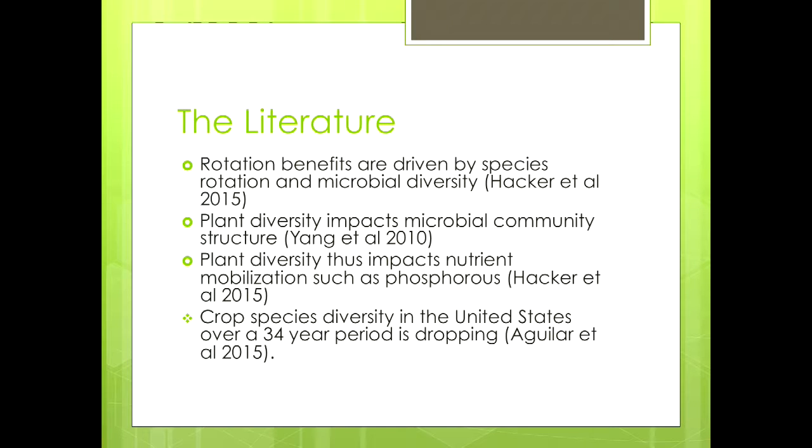We also know that rotation benefits are driven by species rotation, as in how many species, and again, we're back to that microbial diversity aiding that. And plant diversity impacts microbial community structure. As already said, that paper is actually from Swift Current as well. Plant diversity thus impacts nutrient mobilization such as phosphorus. Phosphorus is one of the things that shows up first, to most people's surprise, as opposed to nitrogen. It's the phosphorus. You actually get an increase in phosphorus.